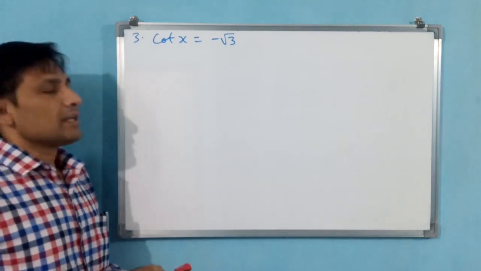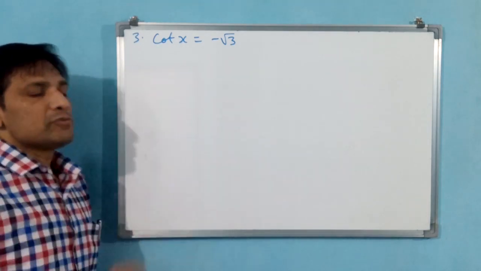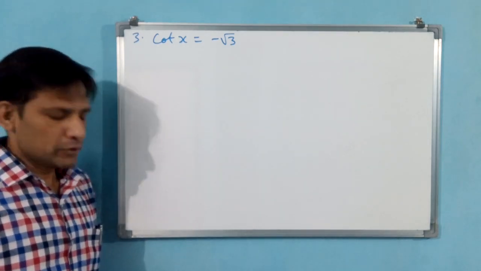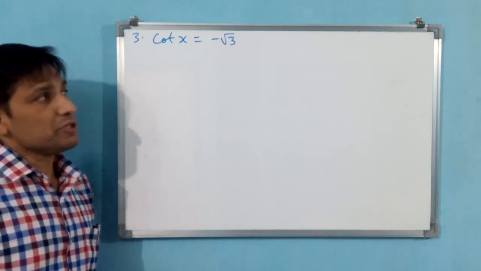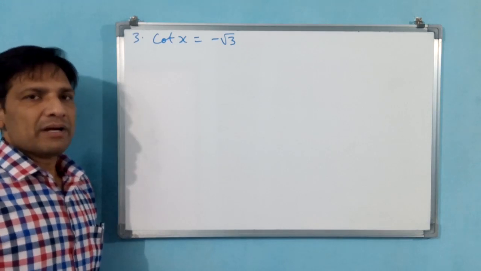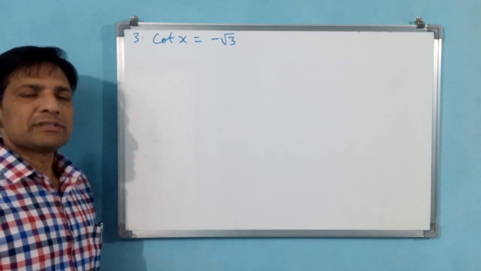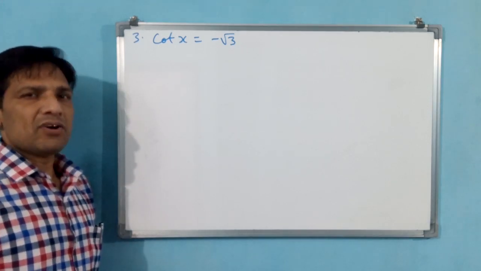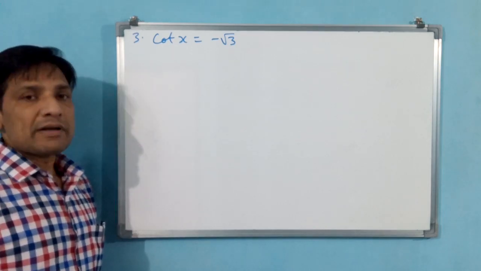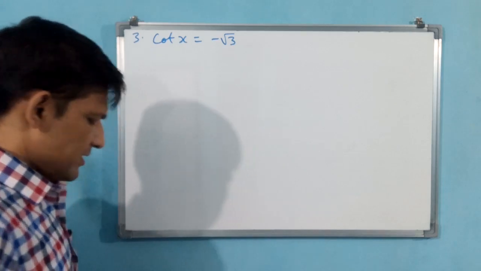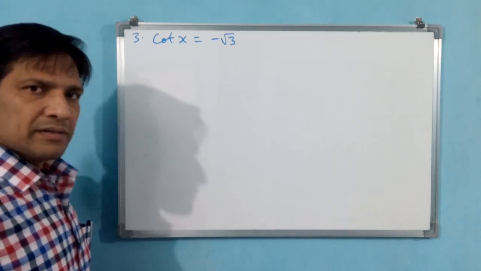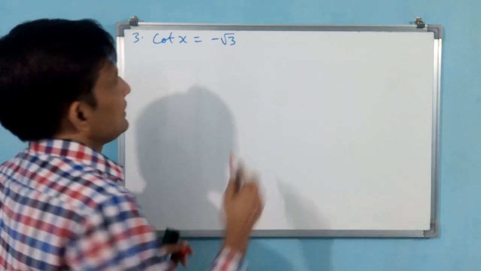Now, third question. Cot x is equal to minus root 3. Here also you see, for cot x we don't have general solution. Principal solution we can find, but we don't have general solution. We have general solution for sine, cos, tan. Then how to convert this? Cot x can be converted into tan x. Write down tan x is equal to 1 by cot x. That's all.